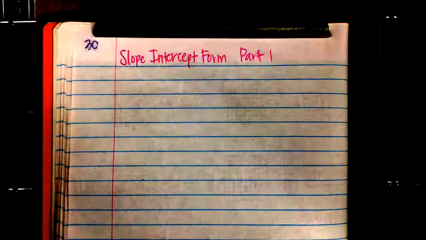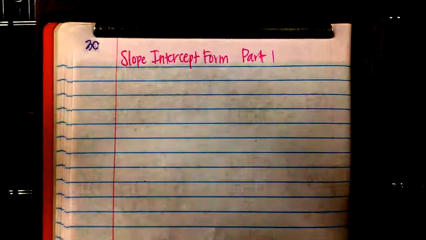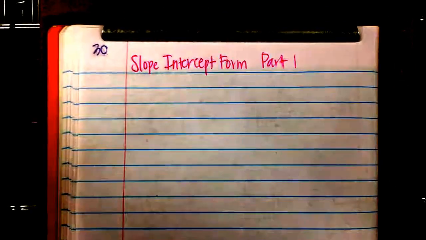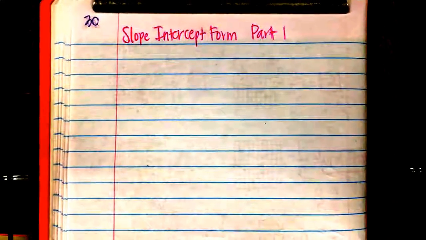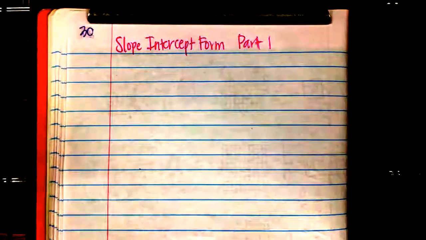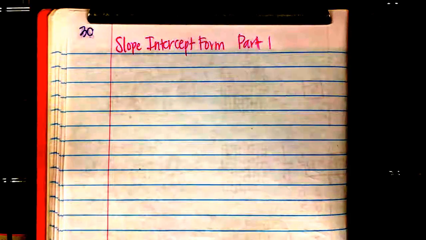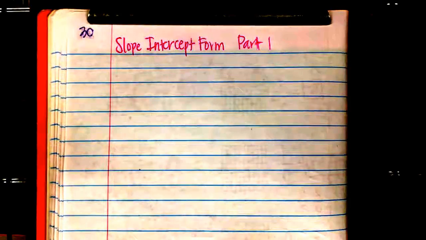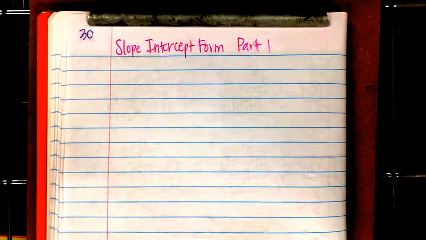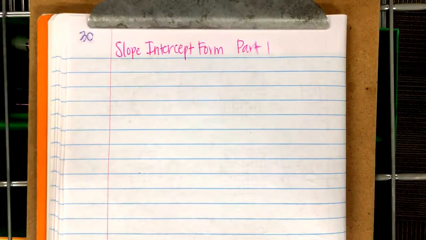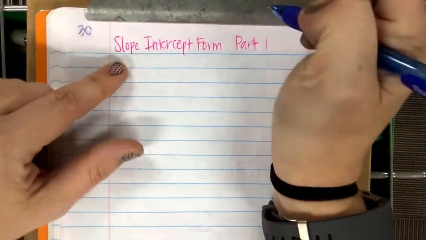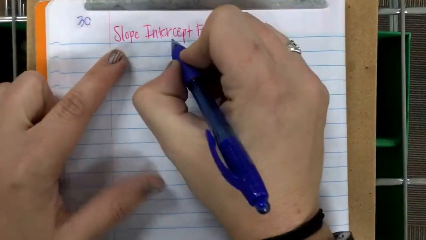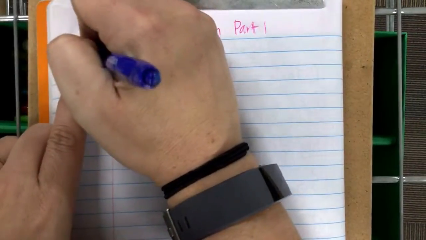Okay, so we've talked about slope. We found slope. We know that slope is rise over run, or change in y over change in x. We know it's a fraction or a whole number. It's never a mixed number. It's never a decimal. So slope-intercept form involves both of these. So we're going to talk slope.